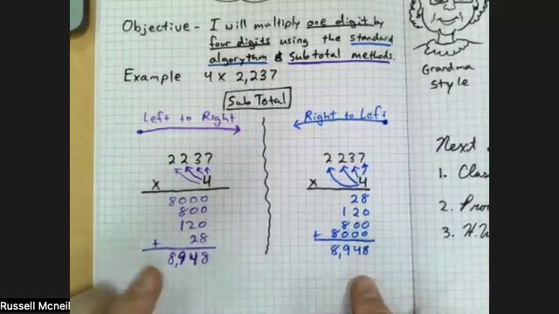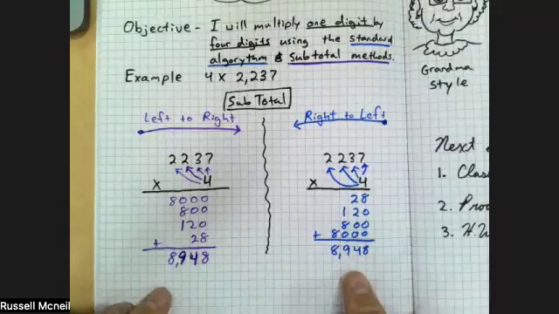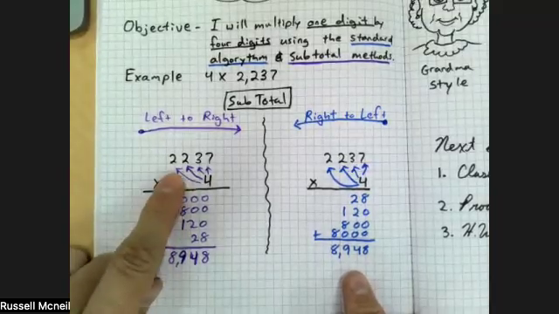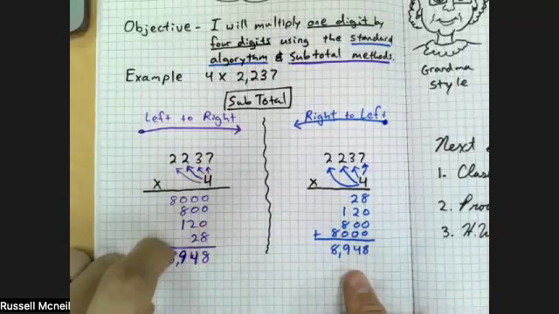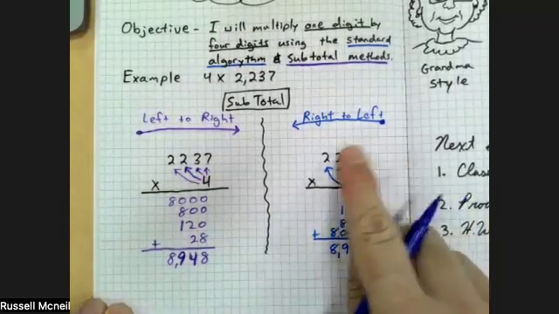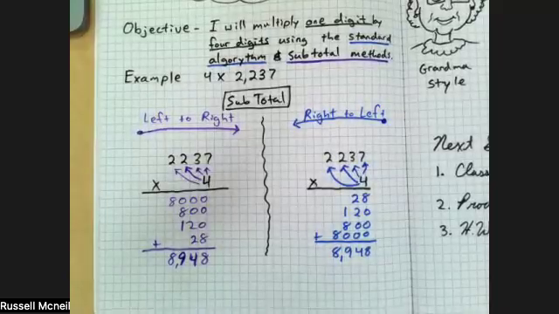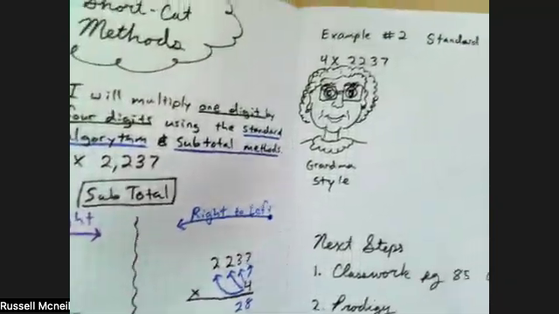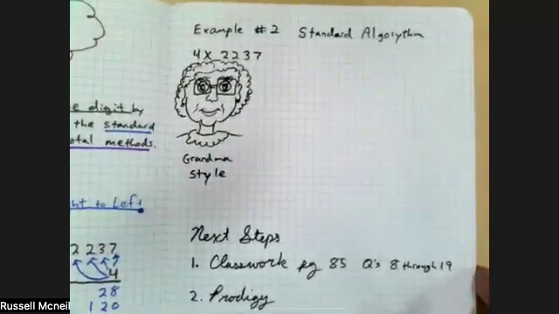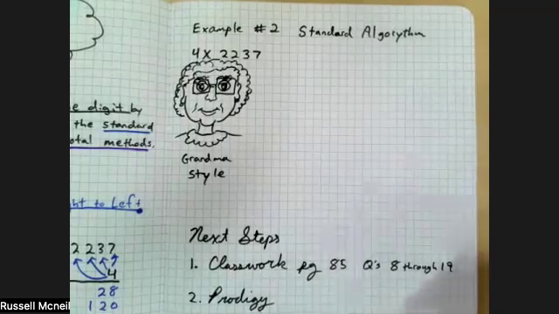So at some point today, let me know, which do you prefer? Do you prefer multiplying left to right with the subtotal method, or do you prefer right to left? All right. If you need to pause for a moment, go for it. Otherwise, we're moving on to grandma style. That's right, everyone. You heard me. Grandma style. Standard algorithm. The grandma style.